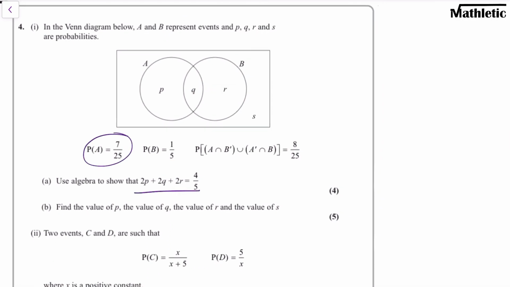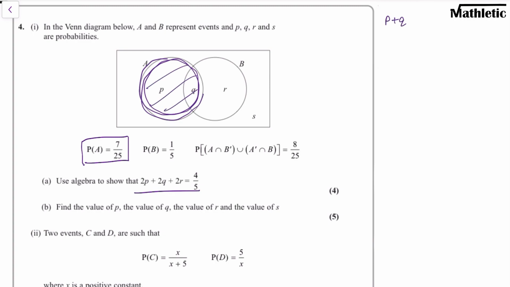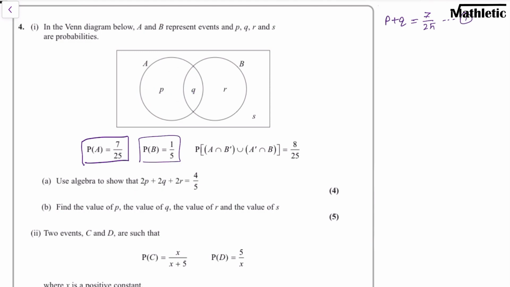So let me just use the given information. From the first information, probability of A means the circle A, total probability of A is 7 by 25. So it means P plus Q. If I just take this portion, P plus Q is 7 by 25. This is my equation 1. Next, B is 1 by 5. So the complete circle B is 1 by 5. So Q plus R is 1 by 5. This is equation number 2.